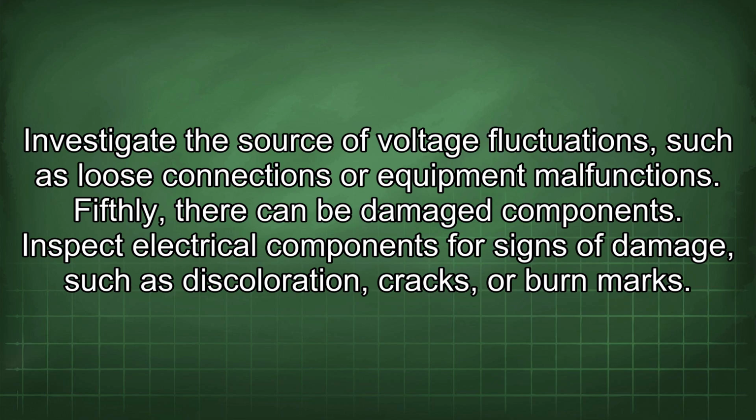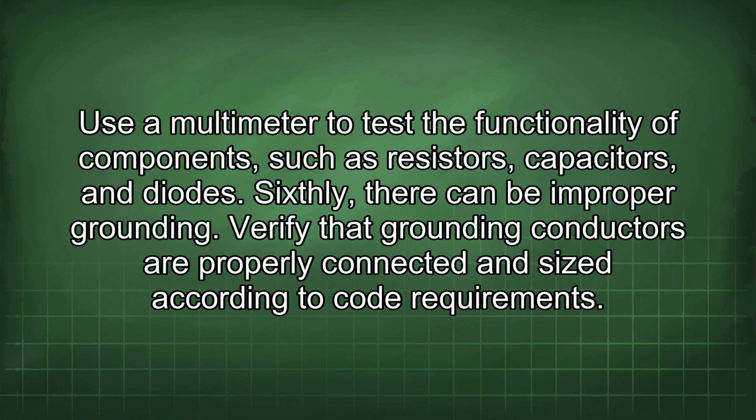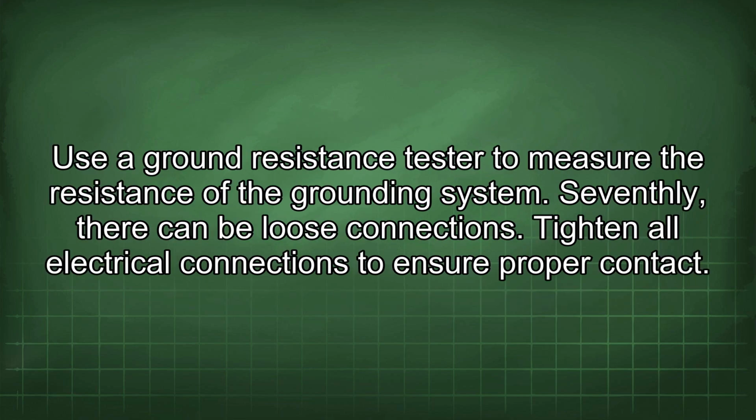Fifthly, there can be damaged components. Inspect electrical components for signs of damage, such as discoloration, cracks, or burn marks. Use a multimeter to test the functionality of components, such as resistors, capacitors, and diodes. Sixthly, there can be improper grounding. Verify that grounding conductors are properly connected and sized according to code requirements. Use a ground resistance tester to measure the resistance of the grounding system.